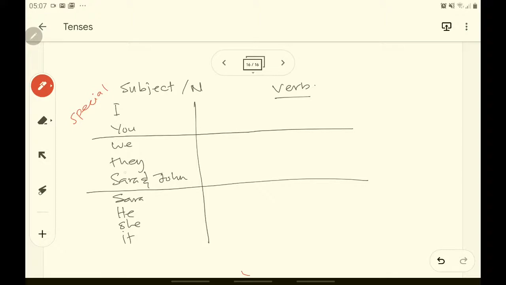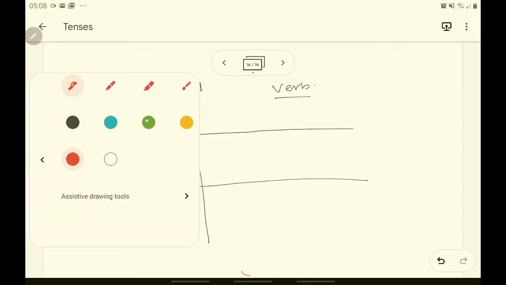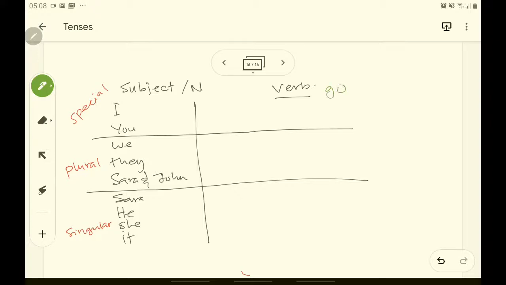Okay, we, they, Sarah, and John can be categorized as plural, because there are more than one. And Sarah alone, he, she, it can be categorized as singular noun. Okay, so let's pick a verb. We are going to use the verb, let's say, go. That's a simple one, right? Go.